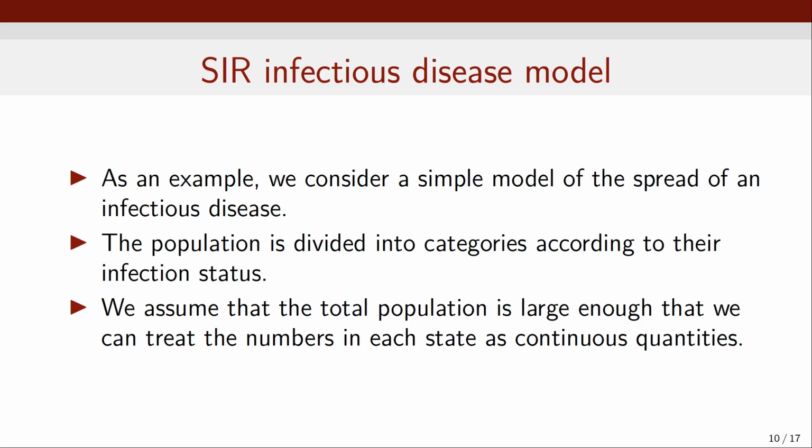Okay, so now let's consider a slightly more interesting model. For example, let's look at the SIR infectious disease model. That model is the spread of an infectious disease. The population is divided into categories according to their infection status. And we assume that the model describes a total population that is large enough that we can treat the numbers in each state as continuous quantities.